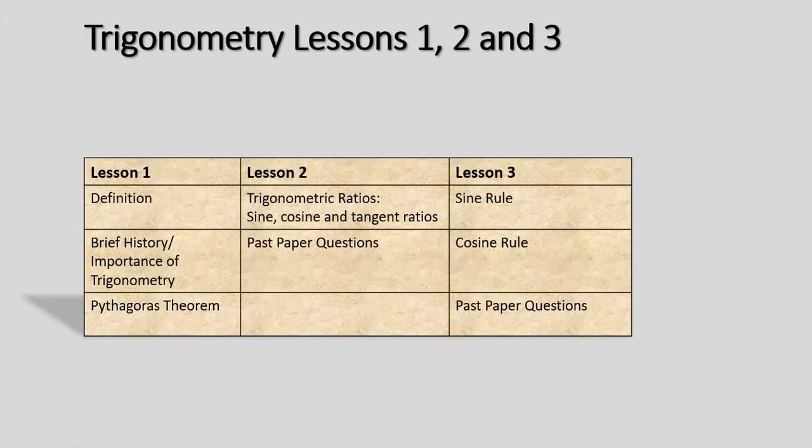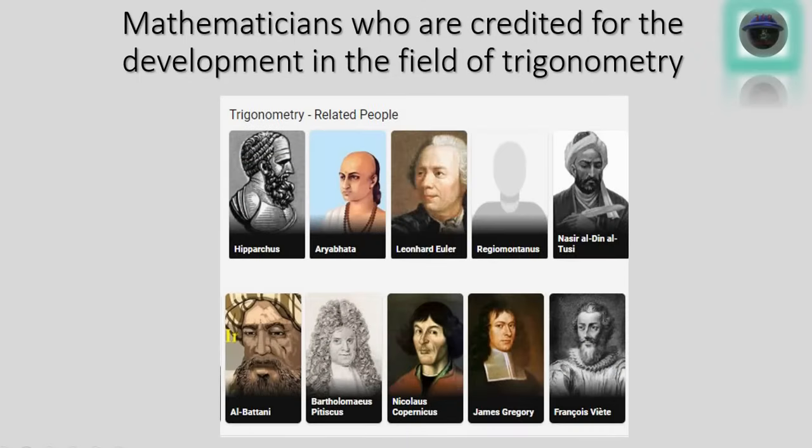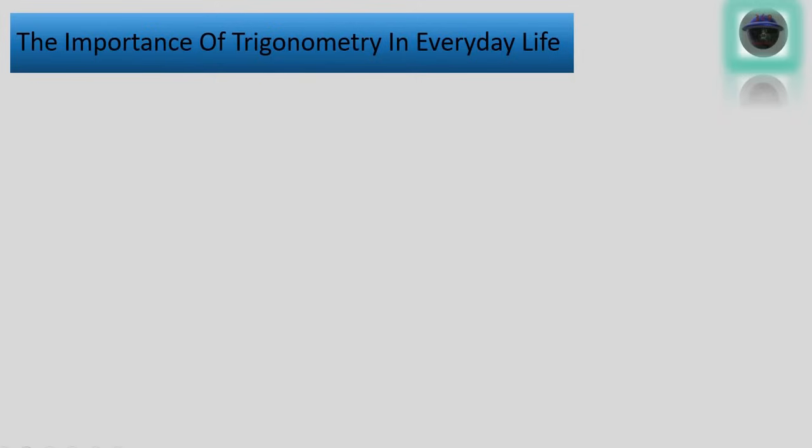In this lesson, we'll be looking at Pythagoras' Theorem. In the next lesson, the trig ratios: sine, cosine, and tangent ratios. And in the third lesson, the sine rule and cosine rule. Now, there are many mathematicians who have been credited for the development of trigonometry. These include Leonhard Euler and James Gregory, among many others, especially Pythagoras of Samos.